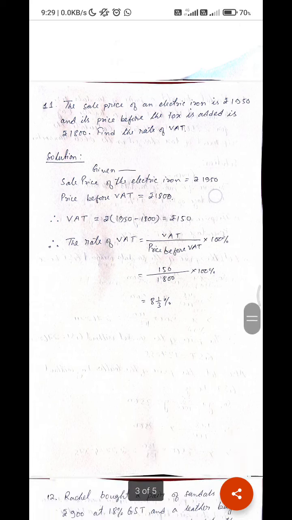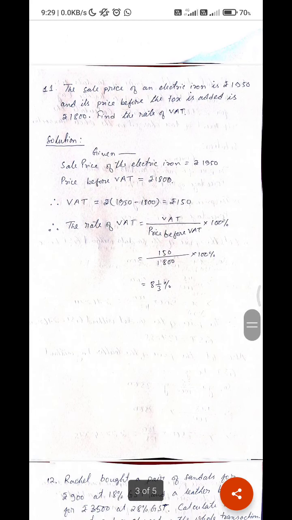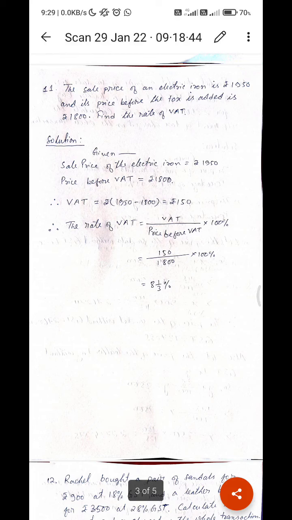Okay students, next portion, let's start it. So we'll have to start with the given. What is given in the question?